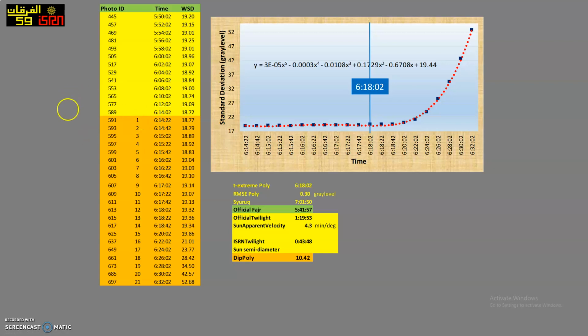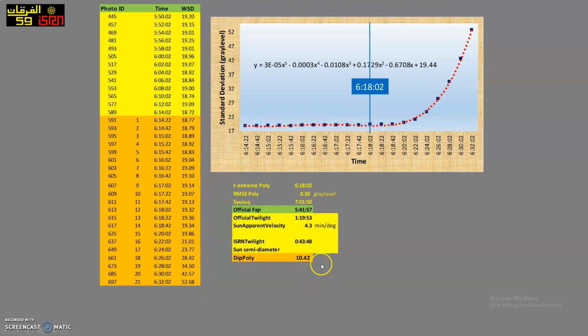The change in the sky brightness pattern is only identifiable when we plot the standard deviation of the images, image ID 591 until 697. The figure on the right shows the trend. The x-axis shows the exposure time of the image, while the y-axis shows the corresponding weighted standard deviation of the digital image. The data source of these primary axes is these two columns on the left table. This column indicates the exposure time, and this is the column for the corresponding weighted standard deviation.